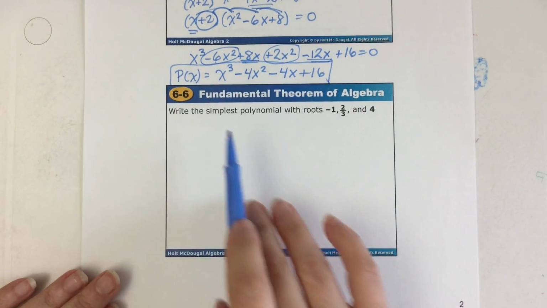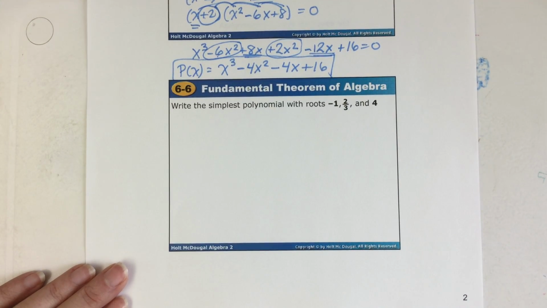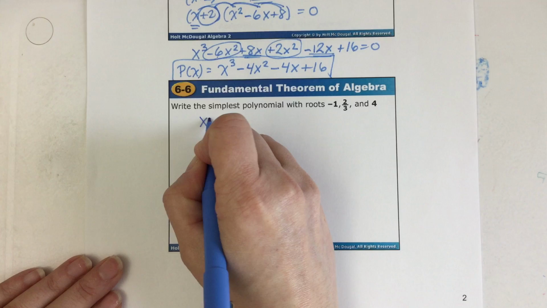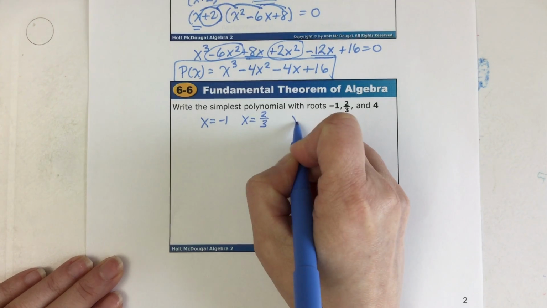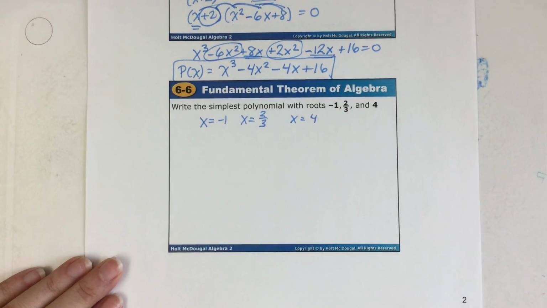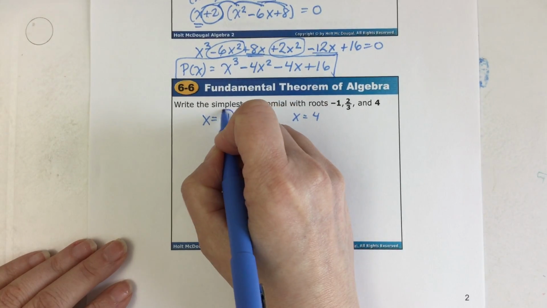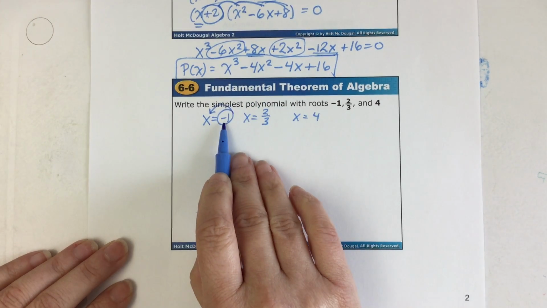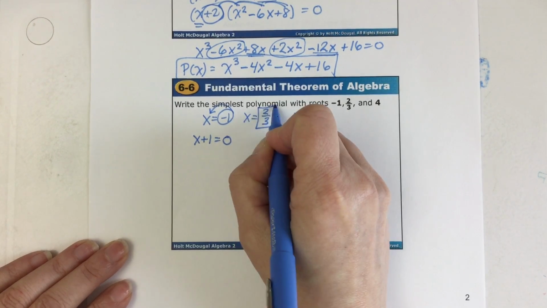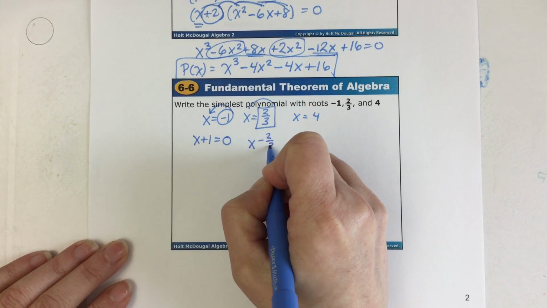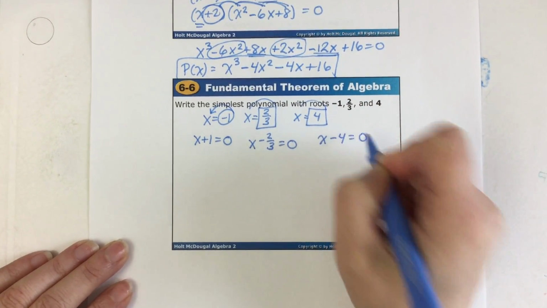Let's look at another one. Write the simplest polynomial if your roots, your solutions, were -1, 2/3, and 4. That means x equals -1, x equals 2/3, and x equals 4. Again, we're working backwards, so we do not want x by itself. I need to move the solution over to x. Because this is a -1, I would have to add 1 over. This is a +2/3, so I would need to minus 2/3. This is a +4, so I would need to minus 4.